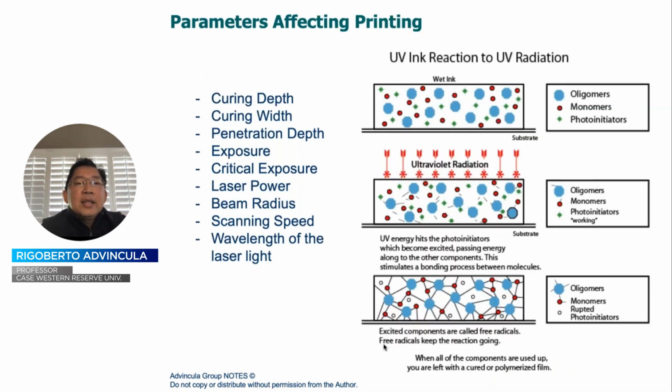Now, one can discuss the parameters that affect 3D printing, and actually the next few slides we will focus on this. Since this is a light-driven process, one can look at the curing depth, the width, the penetration depth of light, exposure, the laser power, the beam radius, the scanning speed. So all of this basically means control of the light source. And control of the light source is very important, whether one is dealing with coatings or two-dimensional printing.